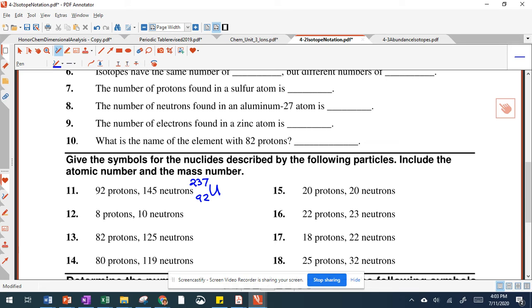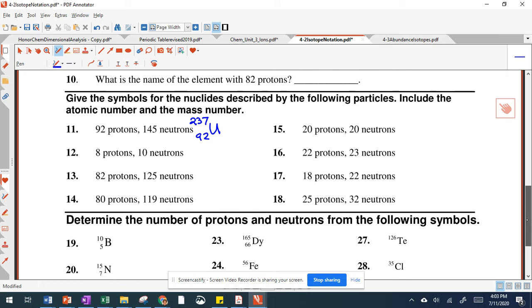And if we look at a periodic table, what we'll see is that the periodic table lists our mass of 238. This just means that we have a different isotope from the most commonly occurring isotope. So don't worry if your mass number is different from what you find in the periodic table. These are probably not the most common isotopes for these elements.